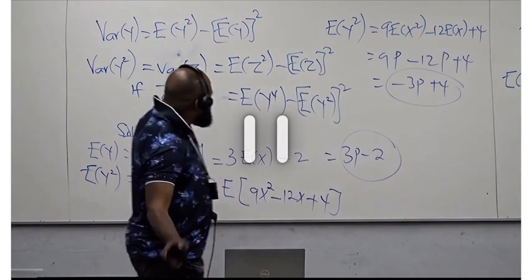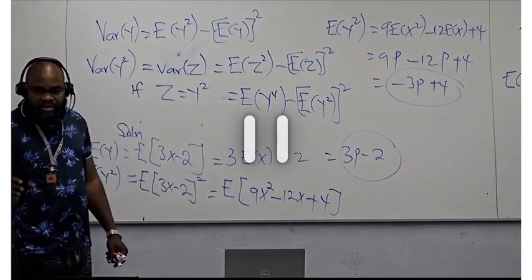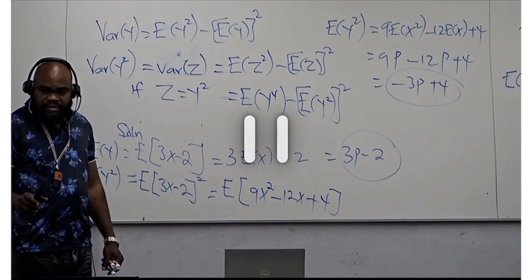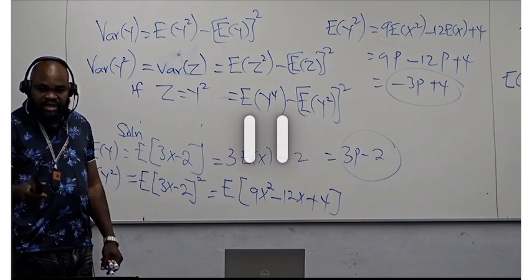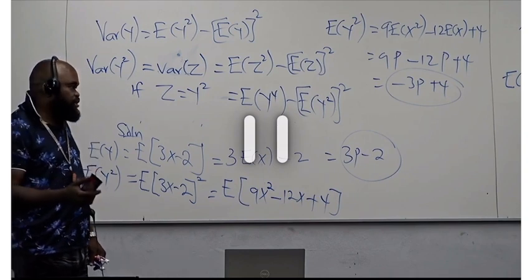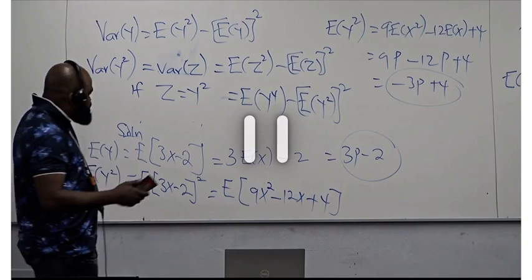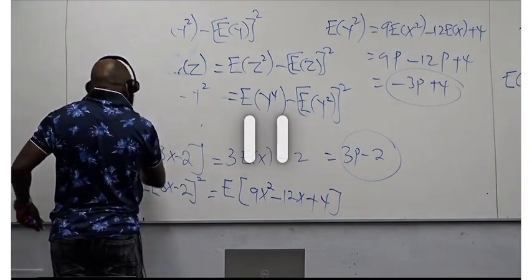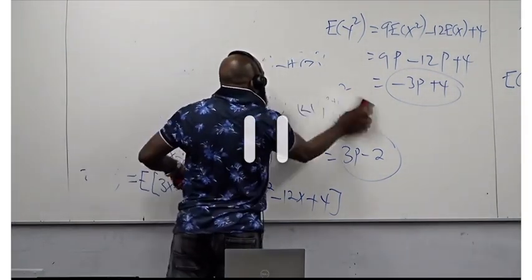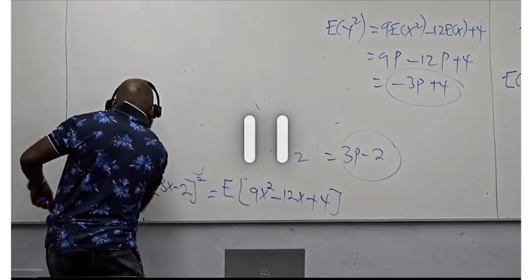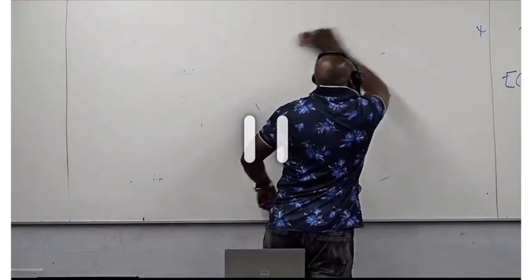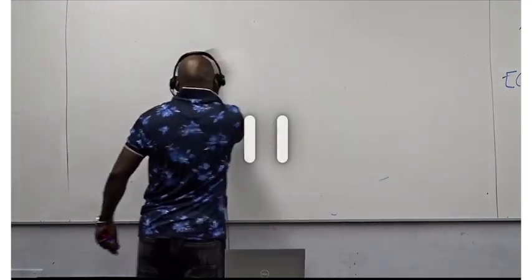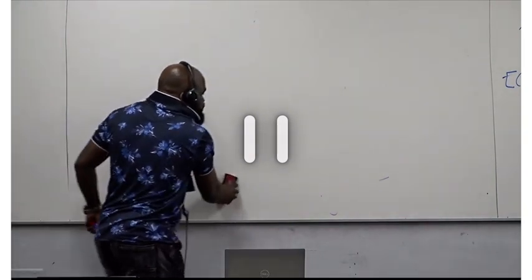Now you understand what Bernoulli means. We have a single trial with two possible outcomes. Now you should be able to derive the mean, derive the variance, and solve a problem that has to do with linear combination. Okay, I want to go to binomial now. Binomial is a generalization of Bernoulli.